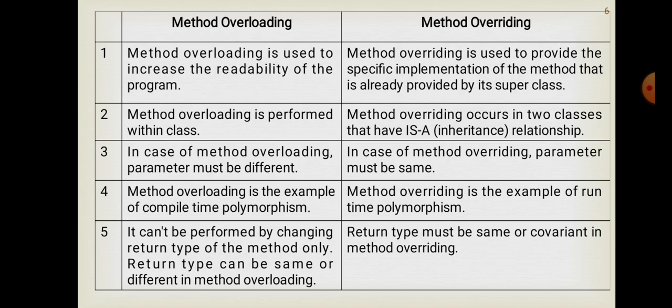The third important property is, in method overloading the parameters must be different, but when we are using method overriding, the parameters must be the same. The fourth important property is that method overloading is an example of compile time polymorphism, and method overriding is an example of runtime polymorphism. Another major difference is that overloading cannot be performed by changing the return type of the method only. The return type can be the same or different for method overloading. But in method overriding, the return data type must be the same or covariant.